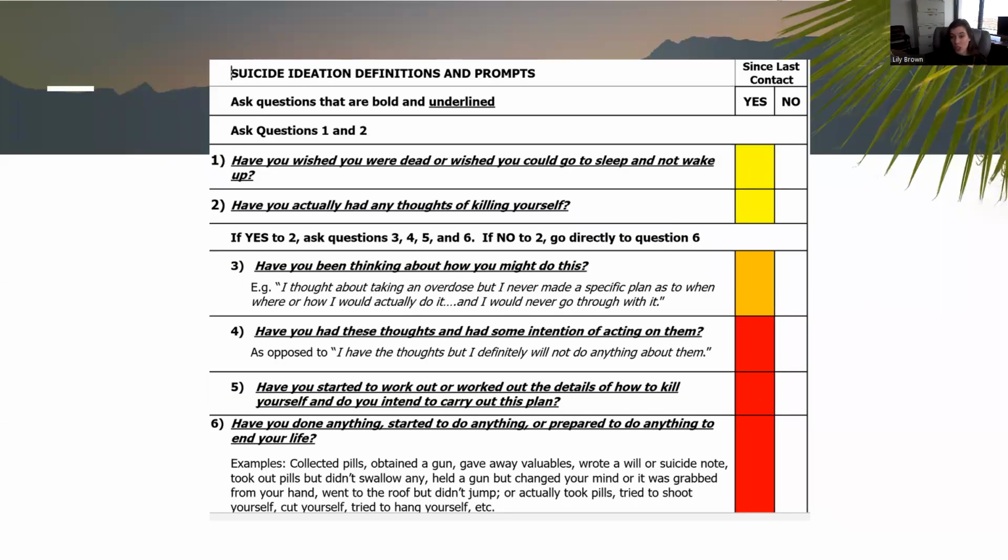In brief, one version of this measure asks a series of questions that escalate in terms of possible risk, ranging from thoughts about wishing one was dead or wishing they could go to sleep and not wake up, to actually having thoughts about killing oneself, and then escalating further to thinking about how you might do this, and then further still having some intention of acting on those thoughts, working out the details of how to do that, and starting to do anything or preparing to do anything to end one's life. As you can see here, the risk is escalating from relatively mild to moderate to more extreme, which can help you in making decisions about best next steps.